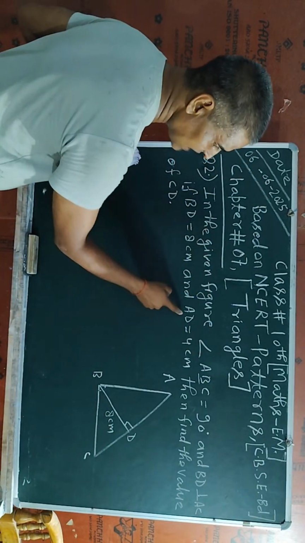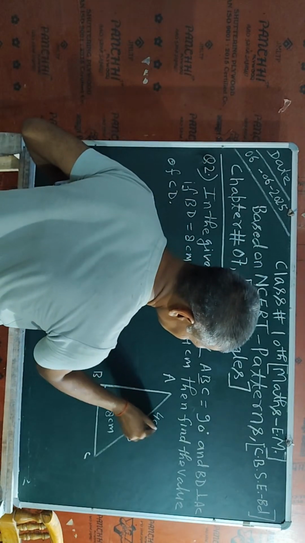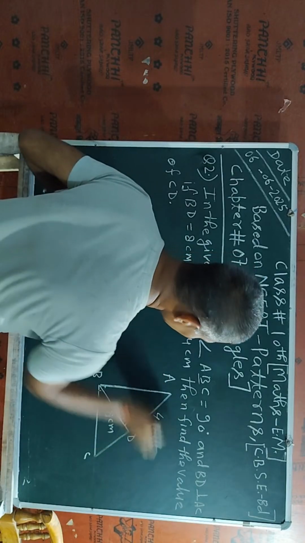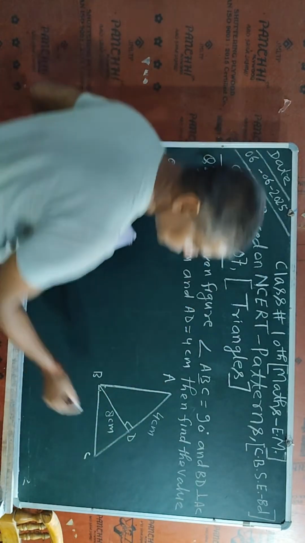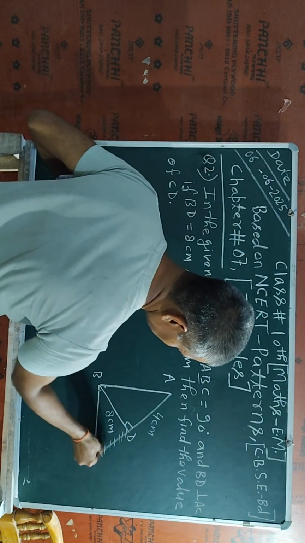BD is 8 centimeter and AD is 4 centimeter. This is 4 centimeter. This is 4 centimeter. Then find the value of CD. So this length we have to obtain. What will be this length?